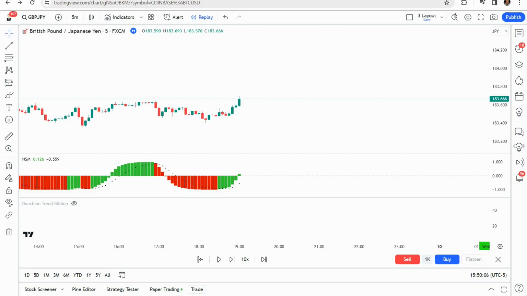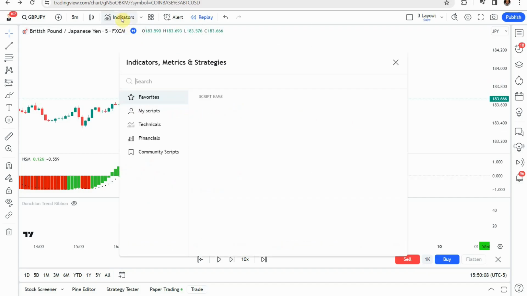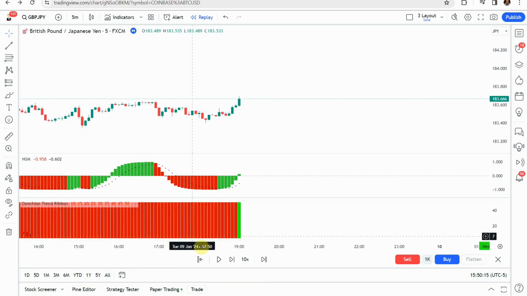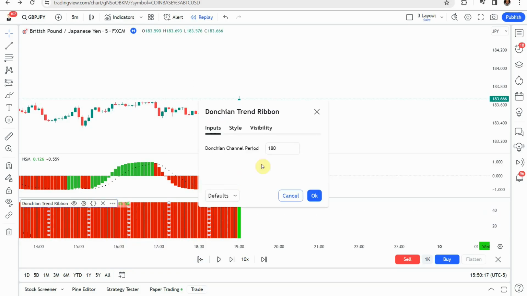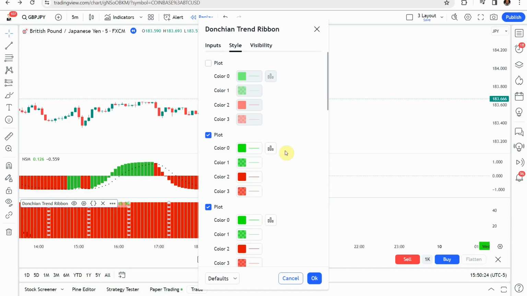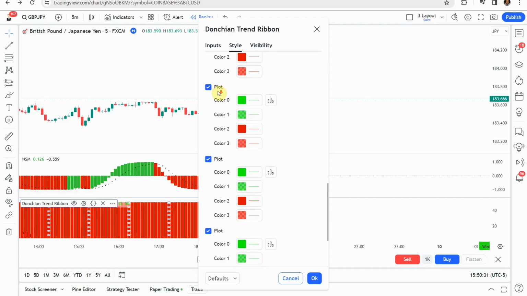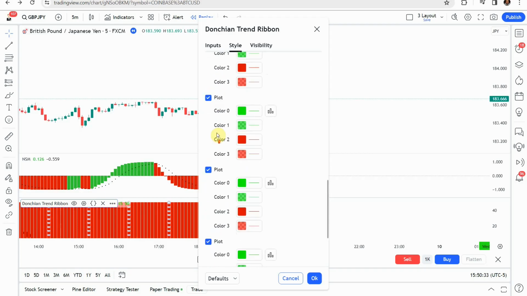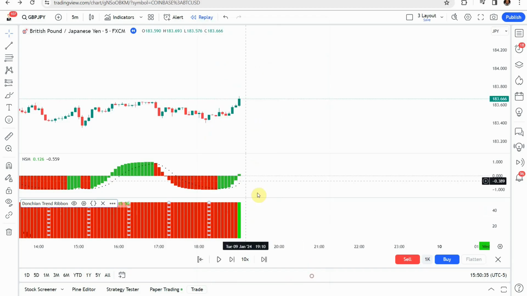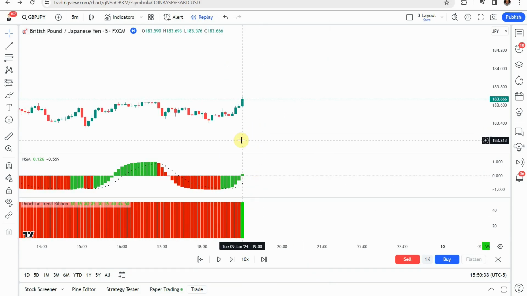The next indicator you'll want to add to the screen is going to be the Downtrend trend ribbon, this one right here. You'll add that to the screen, and it will look kind of similar to this. What we'll do is, again, jump into the settings, and we're going to change the channel period to 180. We're then going to turn off this top plot right here, and everything else should stay on as default. Go ahead and click OK, and you should have what I have on screen now.